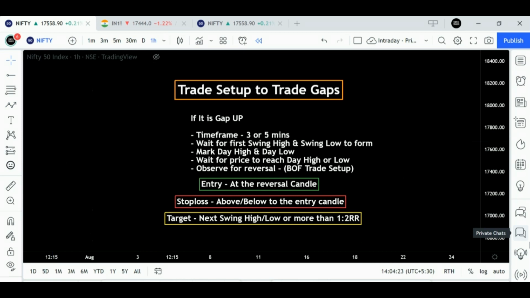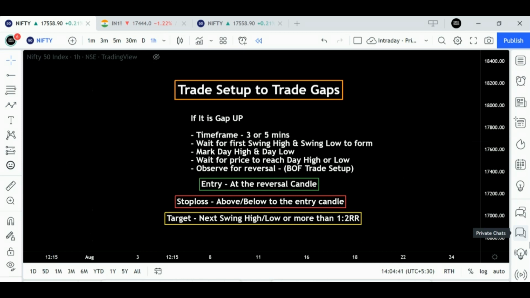It could be either a failed breakout or a breakout failure, and it will reverse to the zone, or will continuation happen. I'll be showing in the example in the coming few minutes. I'll also explain about the entry, stop loss, and the targets.